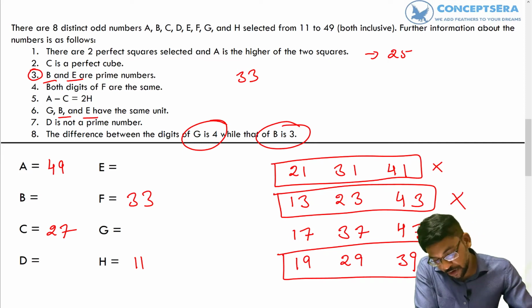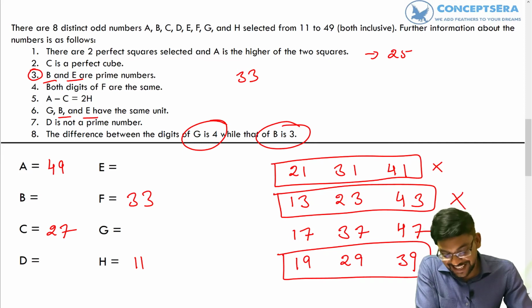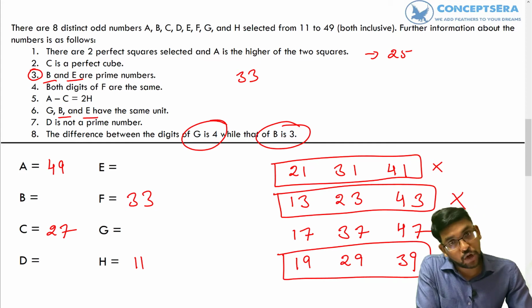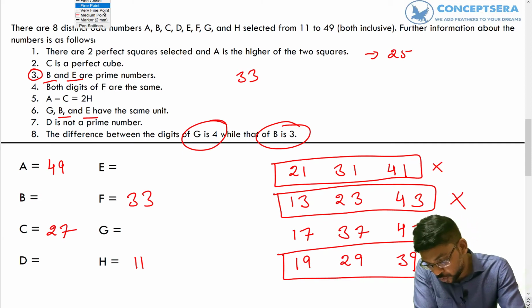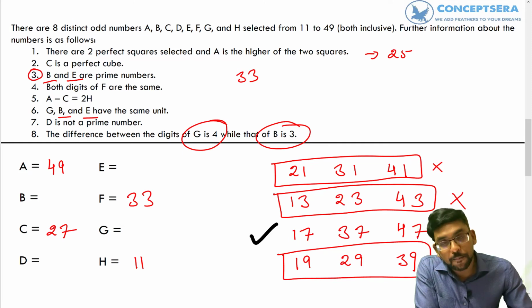is 4. Now if you see 19, 9 minus 1 is 8, no. 9 minus 2 for 29, it comes out to be 7, no. 9 minus 3 comes out to be 6, no. So immediately we can say these numbers are not possible. So we are left with only this particular number.